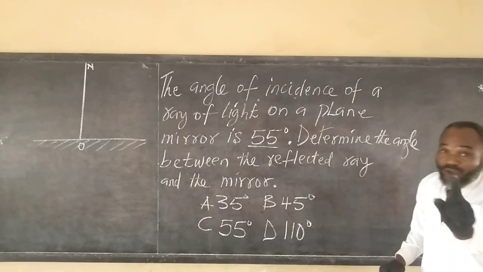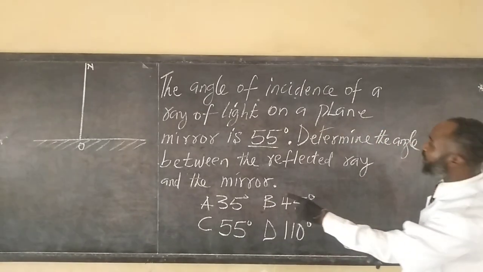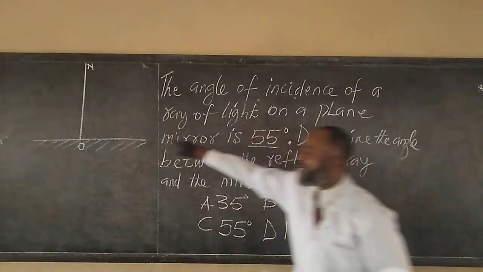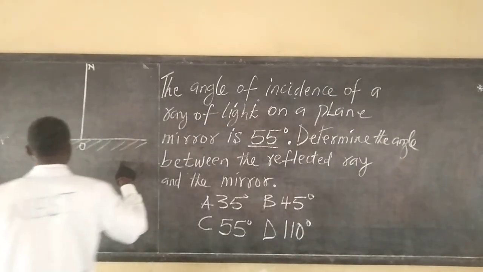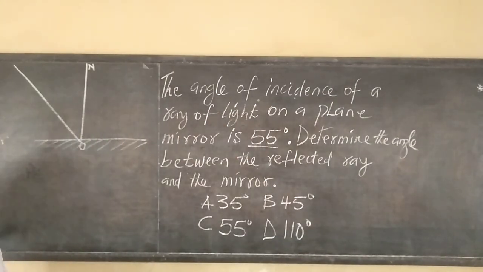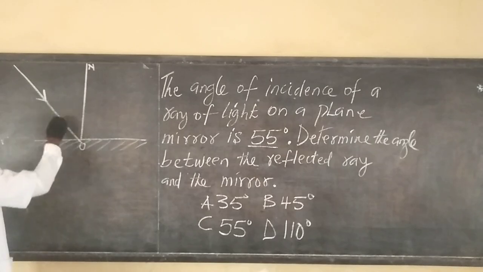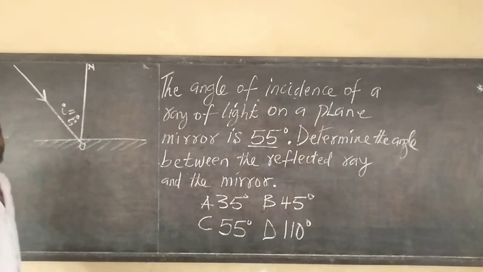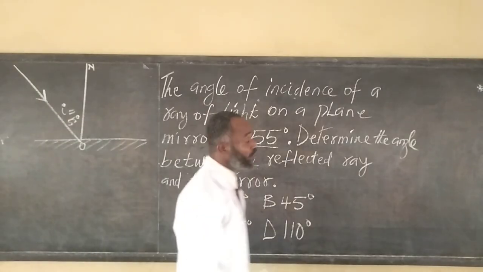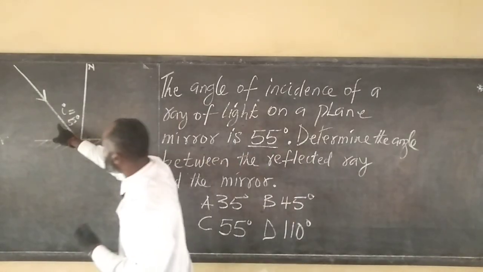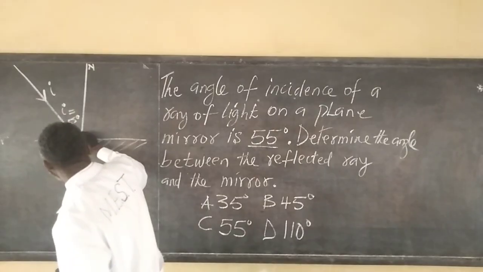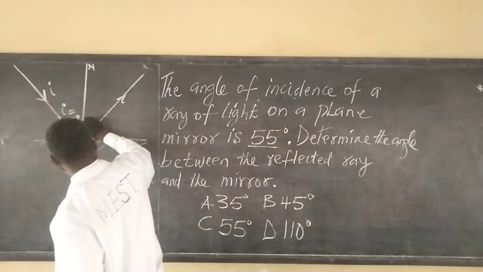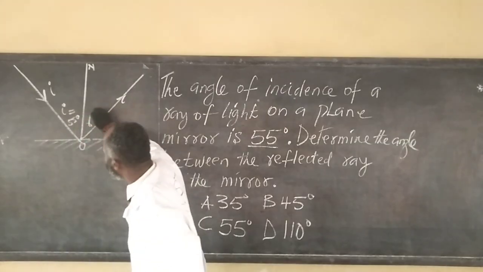Now, there comes a ray of light incident at angle 55 degrees on the plane mirror, right? So the incident ray should come from here. We illustrate it this way. Incident angle I is equal to 55 degrees. In other words, if this is the incident angle I, we can also have reflected angle R at this point.